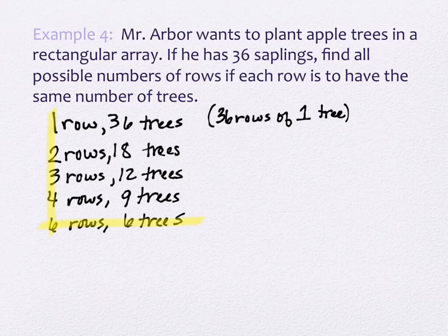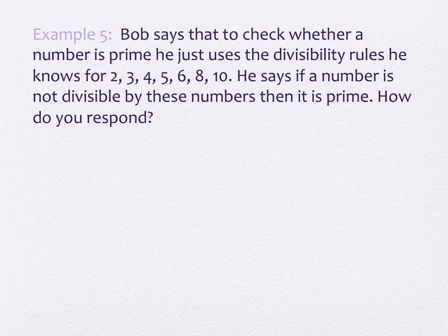Okay, last question for today. Bob says that to check whether a number is prime, he just uses divisibility rules he knows for 2, 3, 4, 5, 6, 8, 10. He says if a number is not divisible by these numbers, then it's prime. How do you respond?